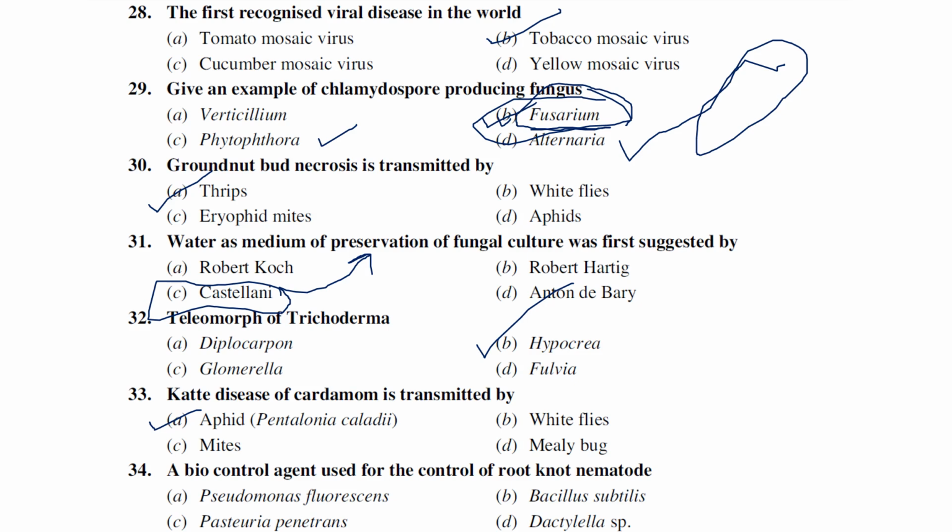The next one is a biocontrol agent used for the control of root knot nematode. Which of the following biocontrol agents is used for the management of root knot nematode? Pseudomonas fluorescens, Bacillus subtilis, Pasteuria penetrans, Dactylella species. Pasteuria penetrans is the best recommended biocontrol agent against nematode diseases, especially root knot nematode. Okay.